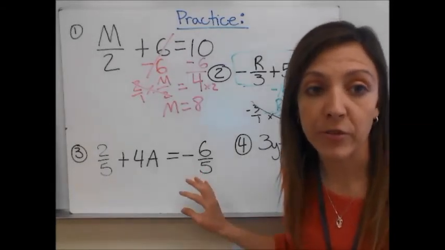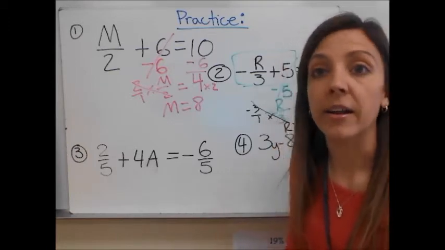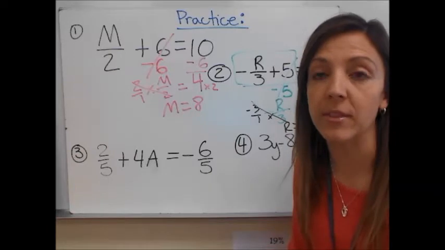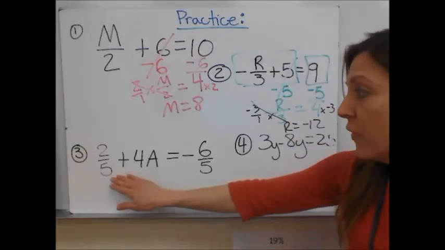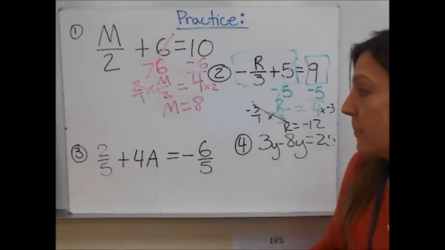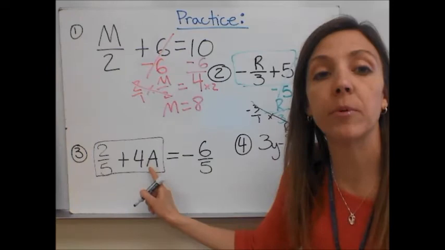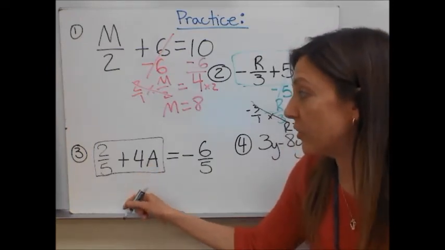All right, number 3, 2/5 plus 4a equals negative 6/5. All right, rule number 1, isolate the king variable using inverse operations, begin with addition and subtraction. So I have 2/5 plus 4a. So on my left side is where my king variable is. The king variable is a, right here. And I am going to start by using addition or subtraction.